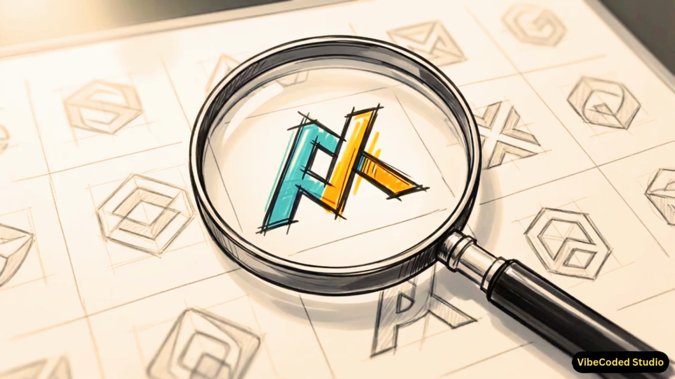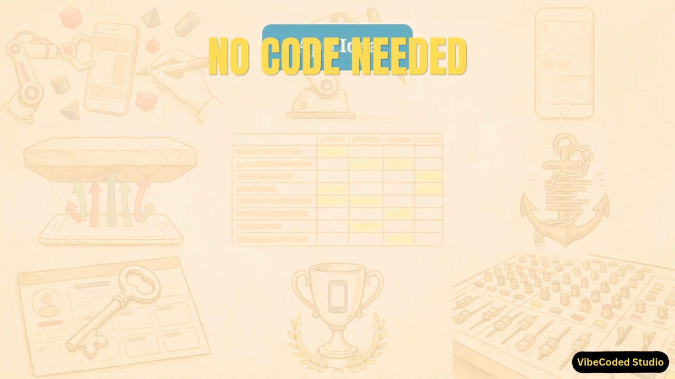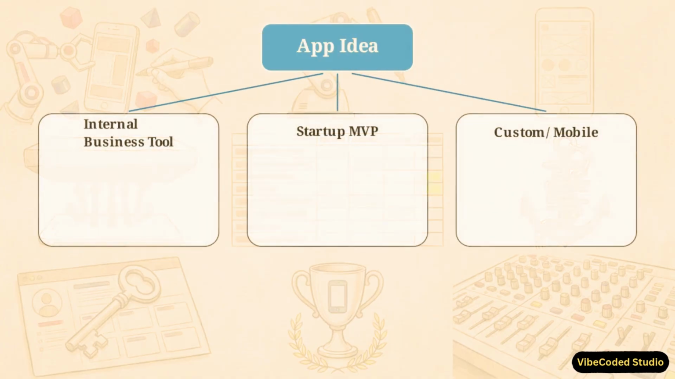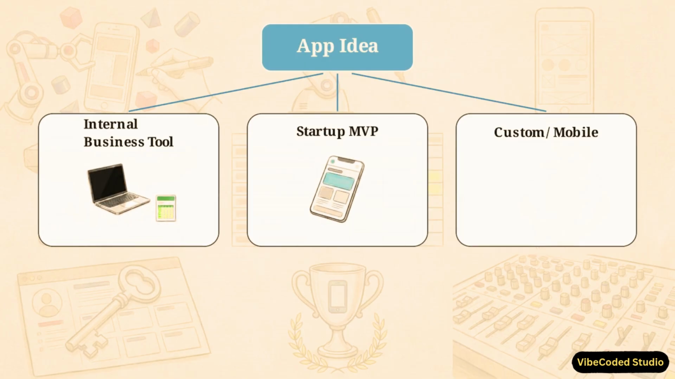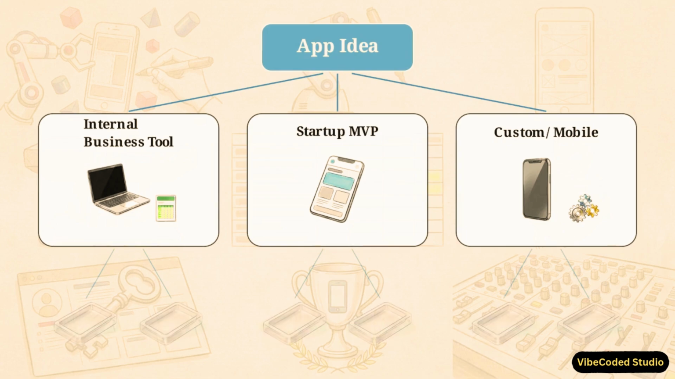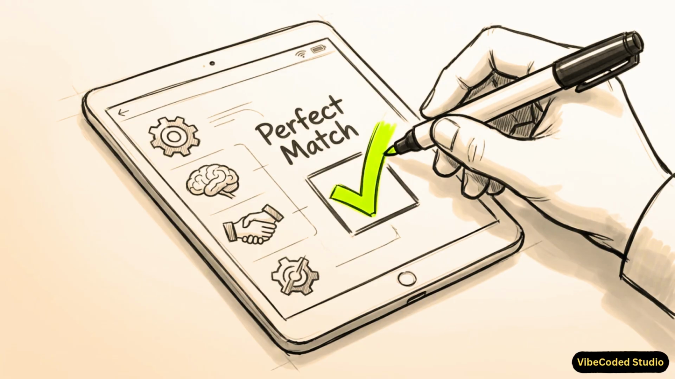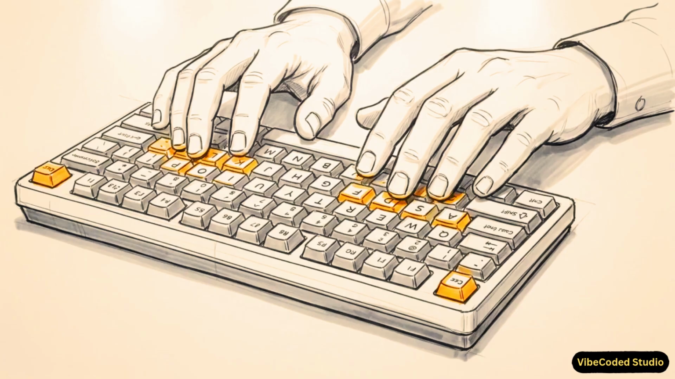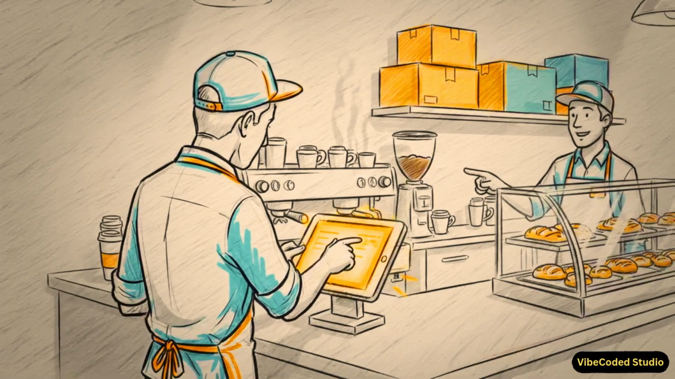To avoid that trap, we need a better way to evaluate these tools. Looking at this decision tree flowchart, we can bypass the marketing hype and categorize your app idea into one of three distinct pathways: an internal business tool, a startup MVP, or a custom mobile application. By the end of this video, we will map the 6 most popular AI builders of 2026 directly into these empty slots. You will know exactly which platform matches your technical skill and your final goal long before you write a single prompt. Let's start with a practical scenario.